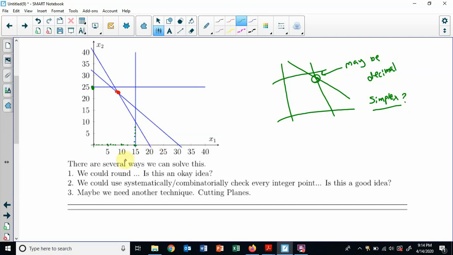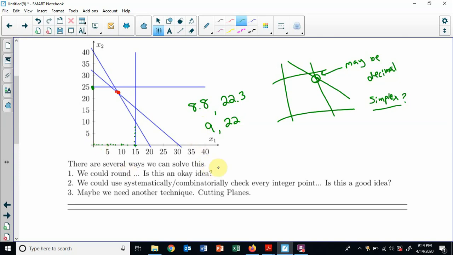Well, first off, some people just say, let's just round. What could go wrong if we round, right? So let's see, what did we get? We got about 8.8 and 22.3. We could just say, hey, 9 cakes and 22 of the other cakes. My first question is, is that even feasible? It might be. Rounding works some of the time.